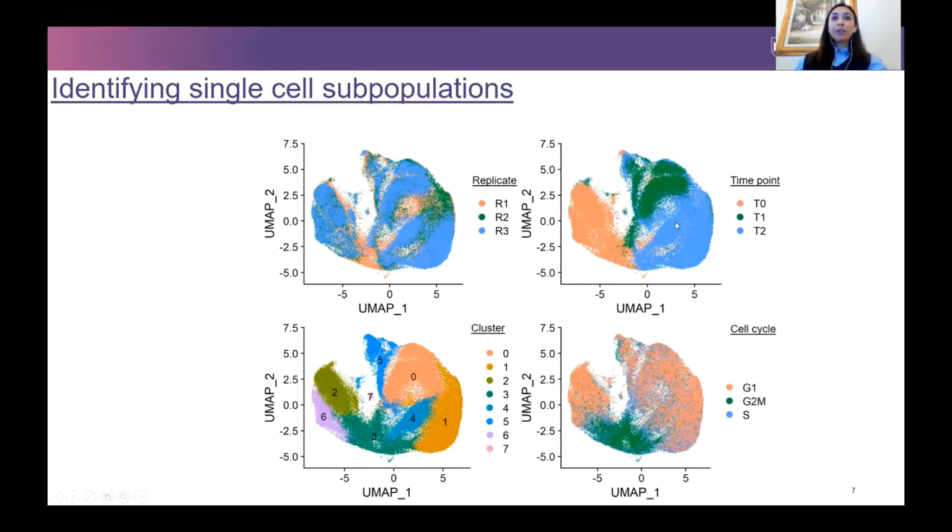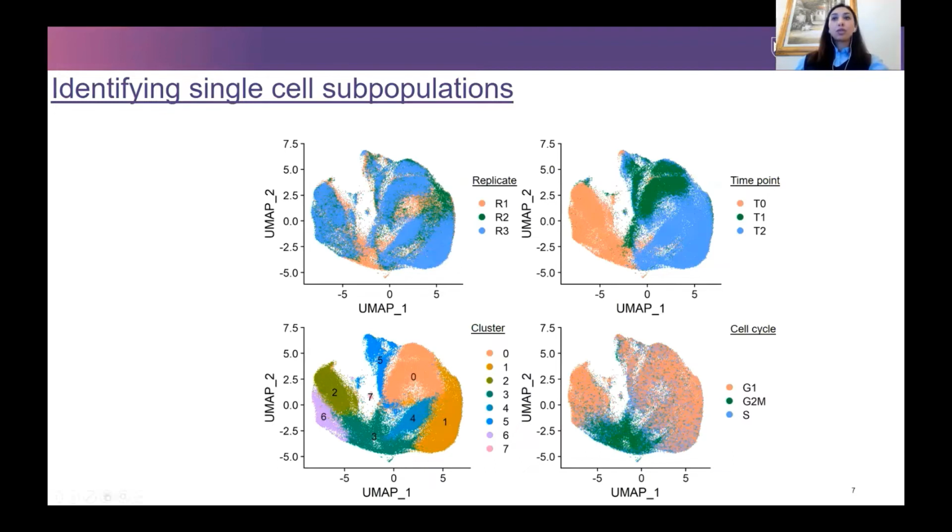And then here, you can see they are color-coded based on time point. In the red, there is T0, and then up there T1, and then T2. And you can actually see the transition, which was really nice. For cell cycle assignment, you can see that most of the cells are actually at G1, which means that they are not in the proliferating phase.